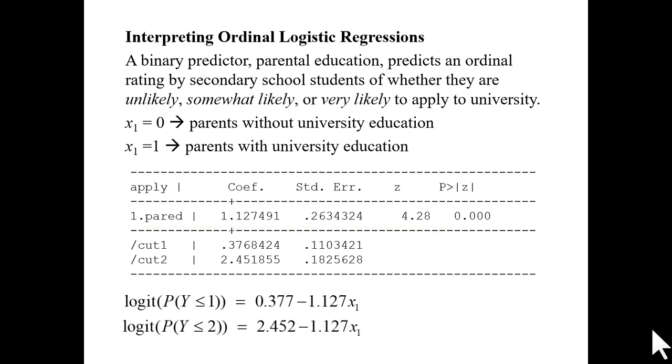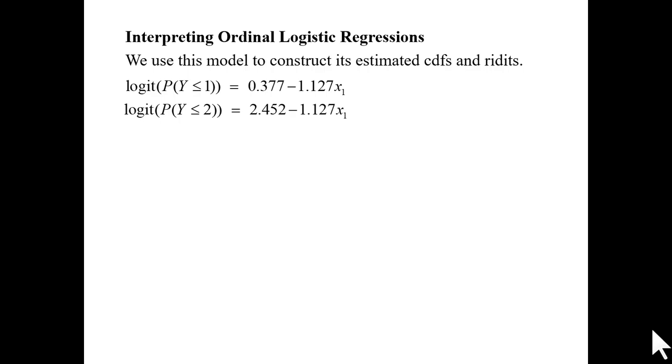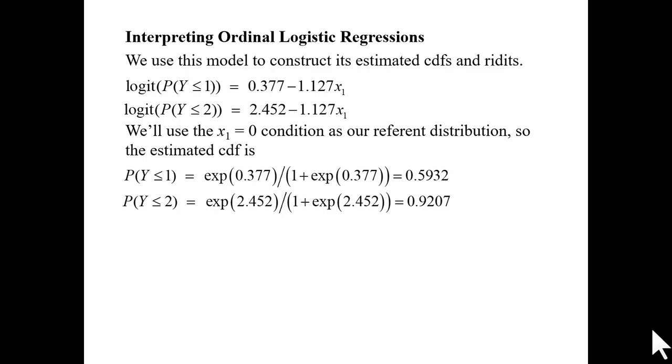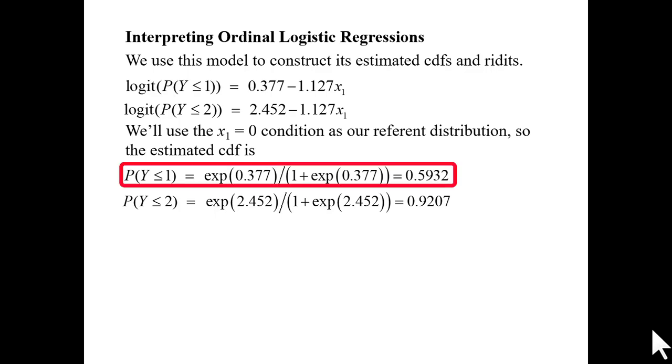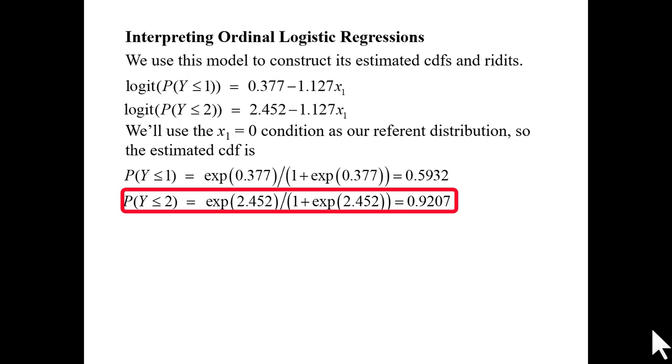Ordinarily, we would go on then to talk about cumulative odds ratio. We would exponentiate the coefficient, change the sign, and so on and so forth. What I'm going to do instead is to use this model to construct the estimated CDFs, and then from that, the ridits, the mean ridit. So we use the parents with no university education as our referent distribution. And in that case, the estimated CDF just uses the intercepts, or the cut points. And so we find that the predicted probability that students will respond unlikely is 0.59, and the predicted probability that they'll respond either unlikely or somewhat likely is 0.92.